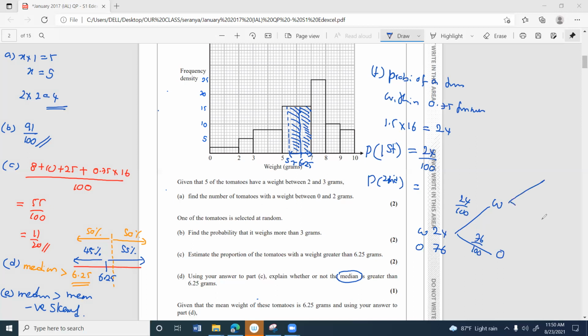When you come up over here, one tomato within the range is already picked. Therefore, how many tomatoes are within range now? 23 within range, out of range still 76. So this probability is how much? 23 out of 99. Therefore, the second probability should be 23 out of 99. Therefore, the total probability of both would be 24 out of 100 times 23 out of 99 would be the final probability.